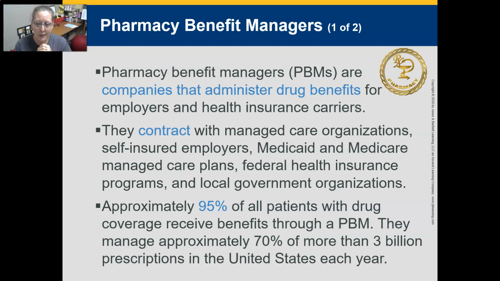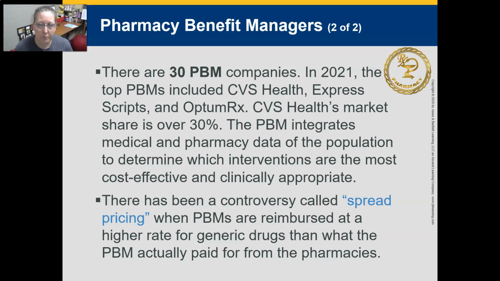So much so that approximately 95% of all patients with drug coverage receive benefits through a pharmacy benefit manager. They're there, you just don't know they exist. They manage approximately 70% of more than 3 billion prescriptions in the United States each year. This is especially true for medications that a patient would have to be on regularly, taken every day, day in, day out for years on end. There are 30 pharmacy benefit manager companies. In 2021, the top PBMs included CVS Health, Express Scripts, and Optum Rx. CVS Health's market share is over 30%.